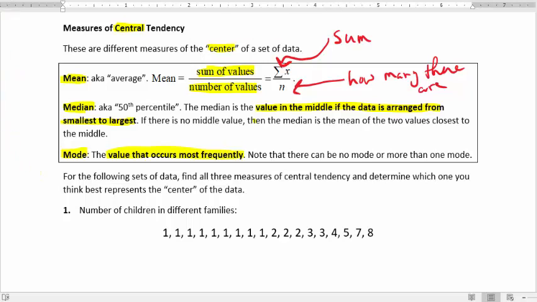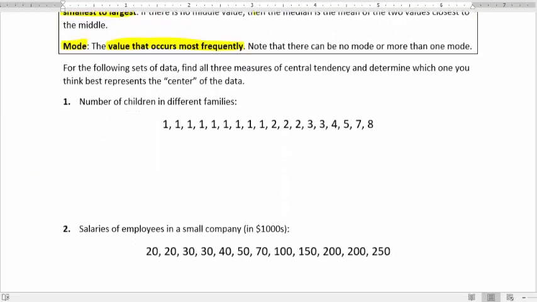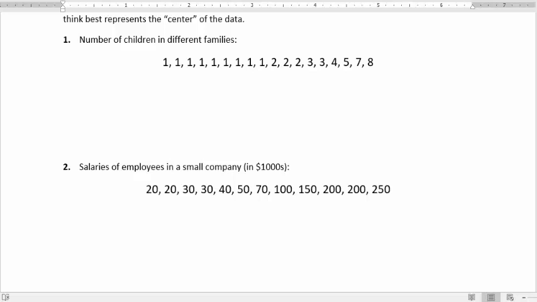So we'll start with a set of data here. We have the number of children in different families. So we have 1, 2, 3, 4, 5, 6, 7, 8, 9, 10, 11, 12, 13, 14, 15, 16, 17, 18. So n equals 18. There's 18 pieces of data.